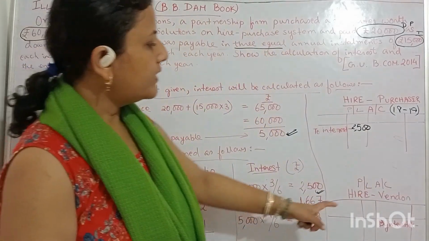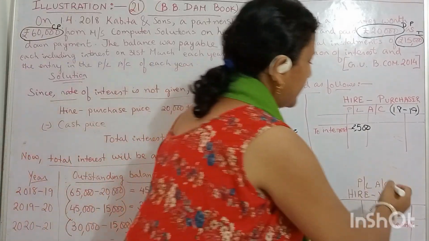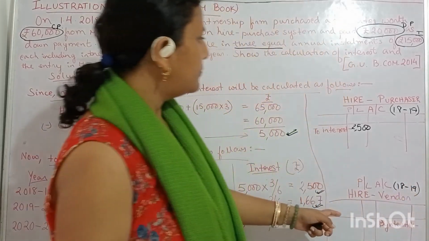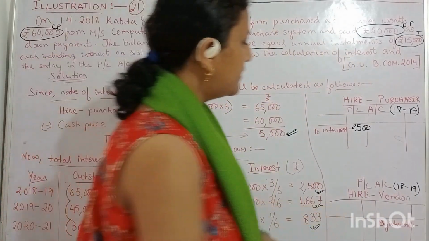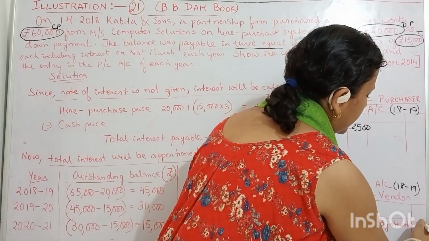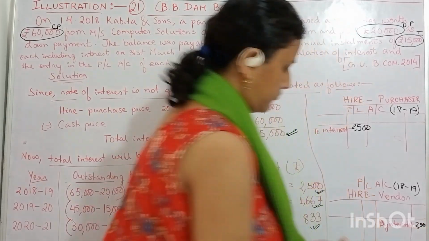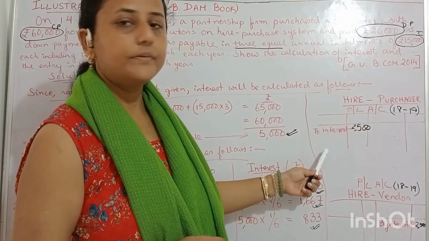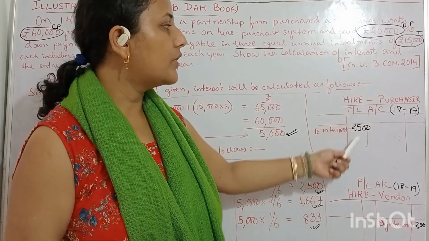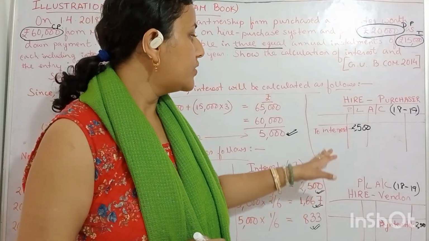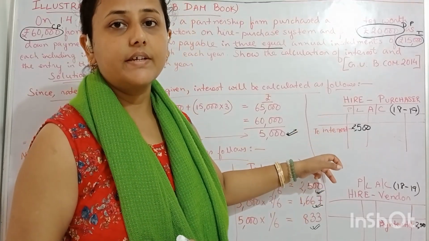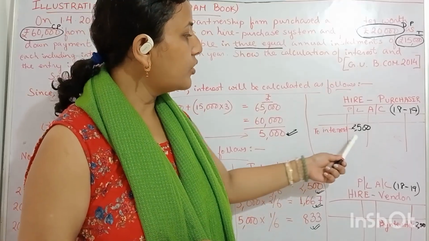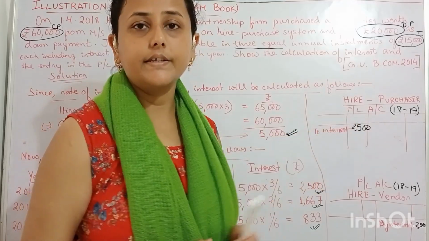Now again in the books of hire vendor, it is 18-19, by interest 2500. Coming back to the books of hire purchaser, interest will be written in the debit side. This is an expense for the hire purchaser. So to interest account 2500 for 18-19.